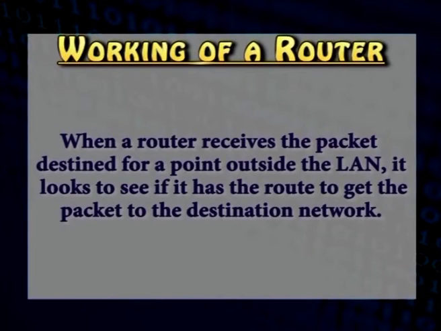When a router receives a packet destined for a point outside the LAN, it looks to see if it has a route to get the packet to the destination network. If it does, it will send the packet to the next point. The router forwards packets to their destination at the least possible cost.